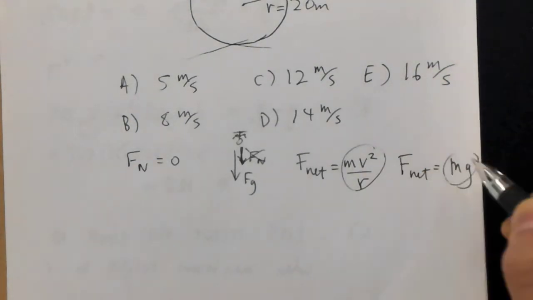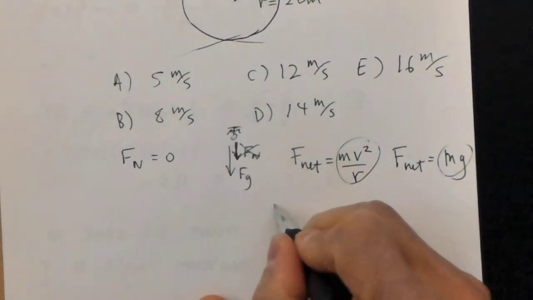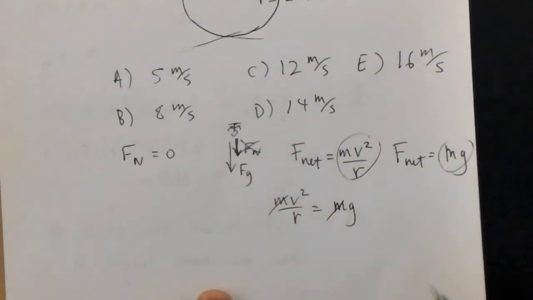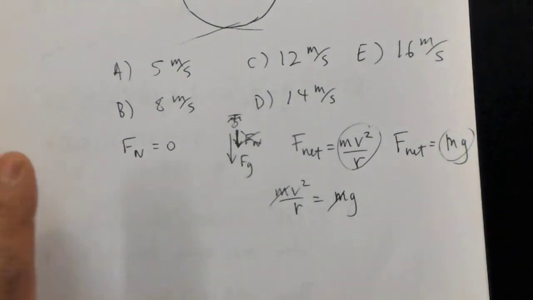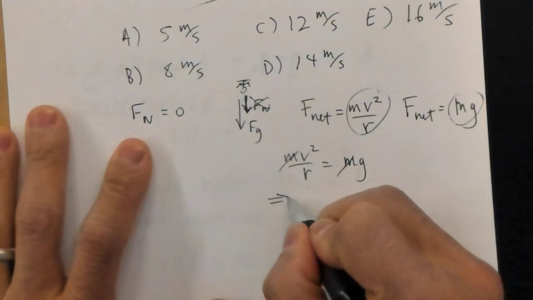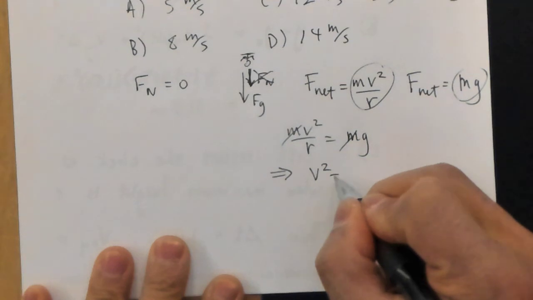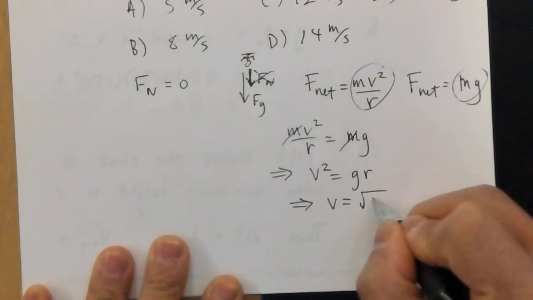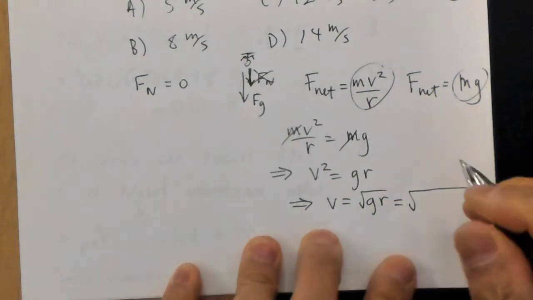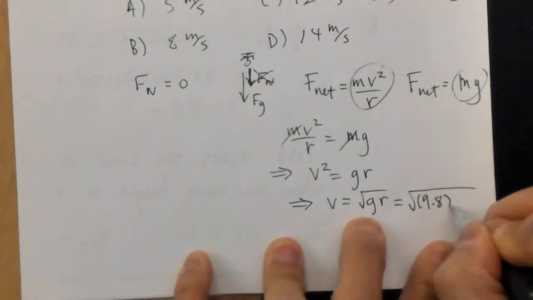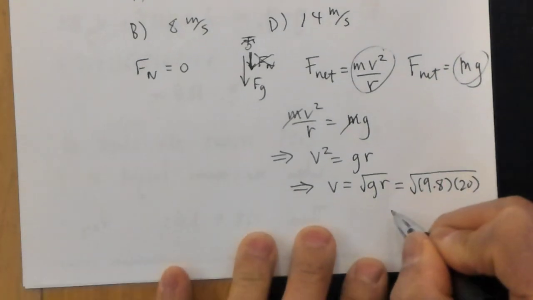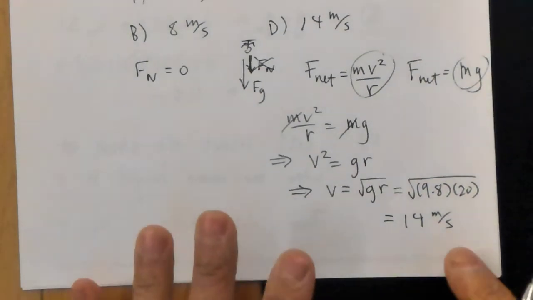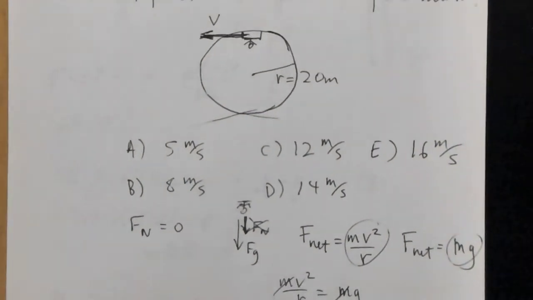So mv squared over r is equal to m times g. The m's cancel, which is great because we had no idea what m is. So now we have v squared equals gr, and so v equals the square root of gr. Plug in the numbers: 9.8 times 20, and we get 14 meters per second.